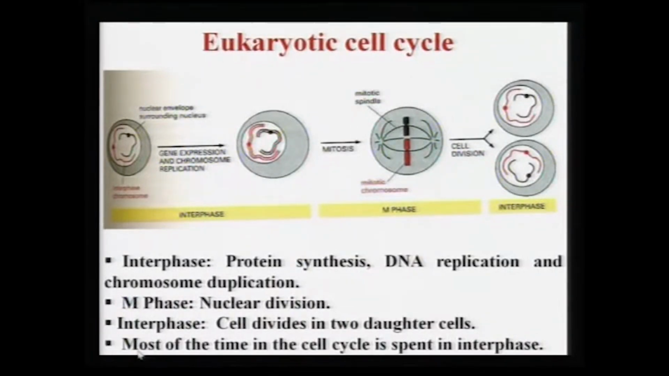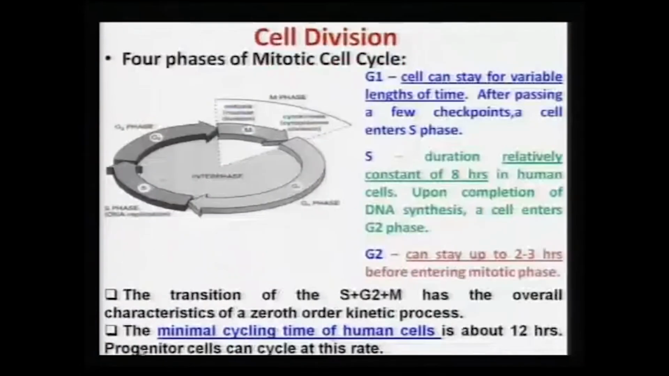In most cases, the cell spends most of its time in the interphase, and let us show this slide first. This slide shows that there are 4 distinct phases of the cell cycle. One is the G1 phase, that is the gap phase. S phase is the synthesis phase, where DNA replication takes place. G2 is gap phase 2, and then M phase is the mitotic phase. This is called the mitotic cell cycle.